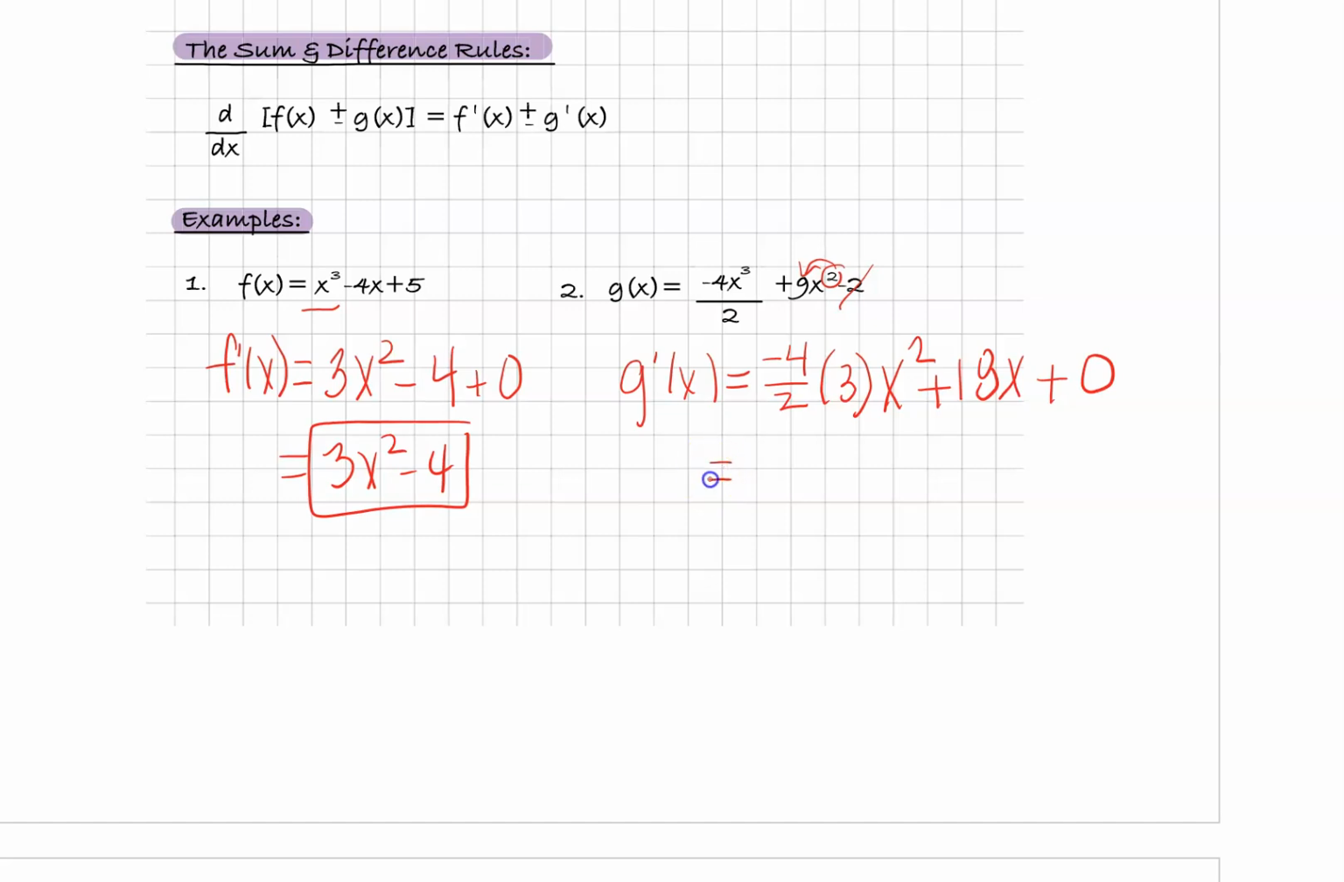Now I'm just going to clean it up. So let's see, negative 4 over 2, that's negative 2. Probably could have reduced before we started. And so that gives me negative 2 times 3, so negative 6x squared plus 18x. And then that would be my derivative of that function.